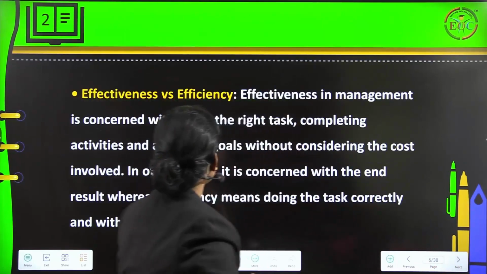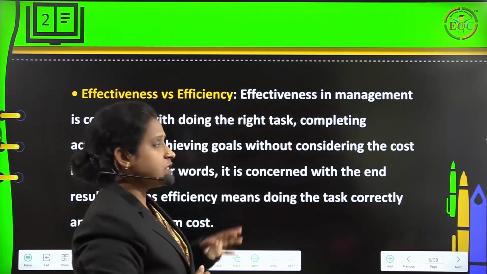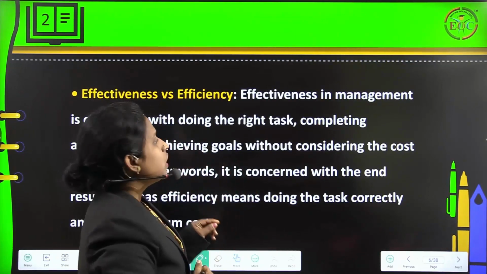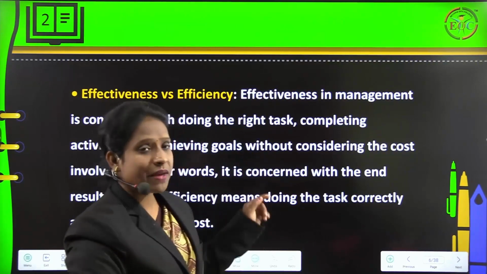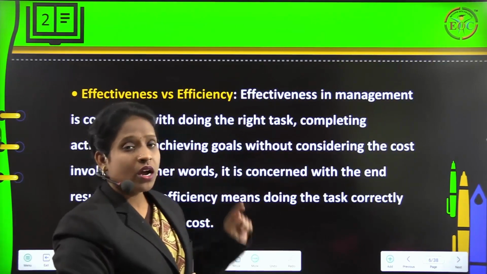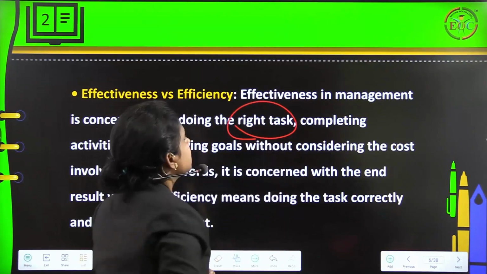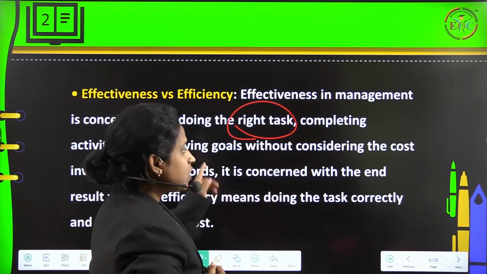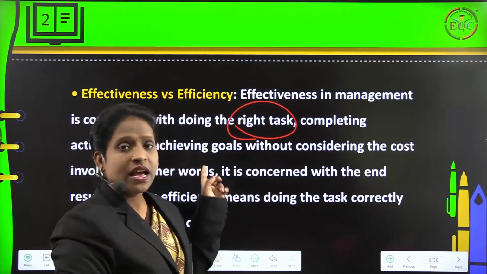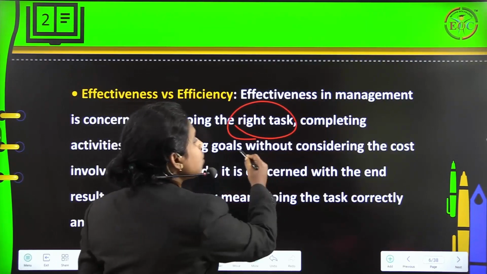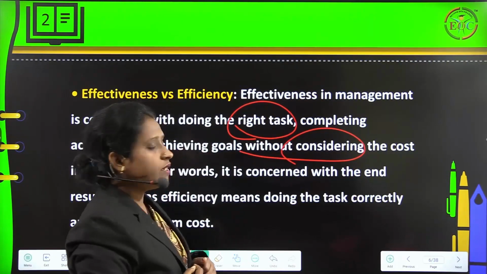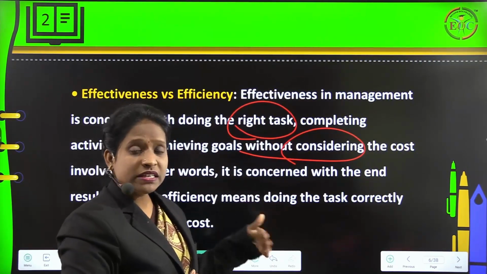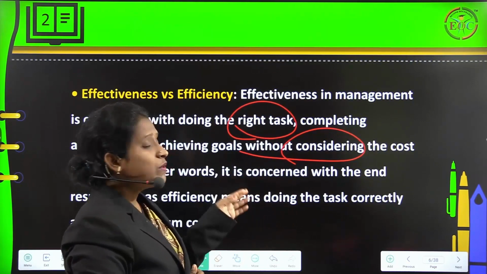Fine. And next, effectiveness versus efficiency. When we talk about effectiveness versus efficiency, here is the information that we have to quickly revise. Effectiveness in management is concerned with what? Doing the right task. Effectiveness is nothing but doing the right task without any error or mistake, and along with that completing activities and achieving goals without considering the cost involved. We have to achieve whatever the goal, irrespective of the expenses or the cost included.